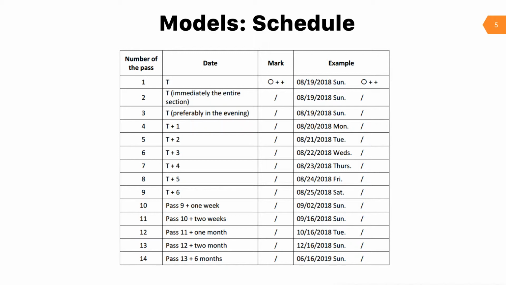You start to work on the first day. Let it be the date T. So, in the left column we have the number of passes. Then there is a column with dates, the next column with marks, and the last column with examples. Let's see how to work with these marks.